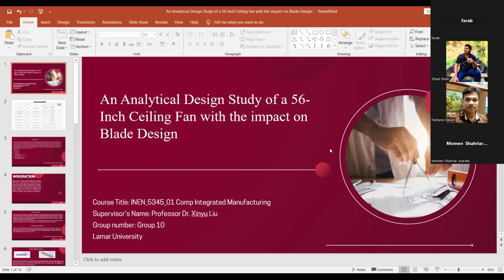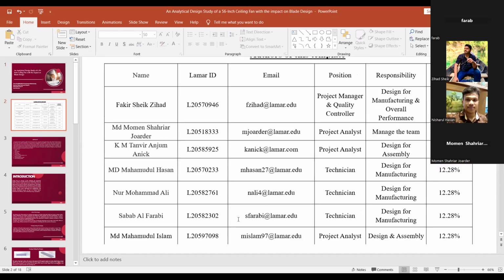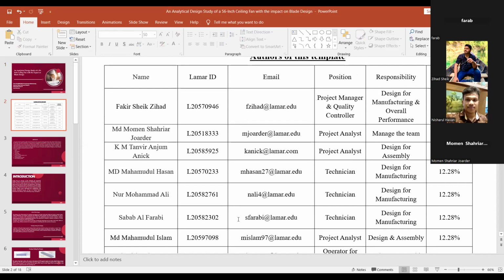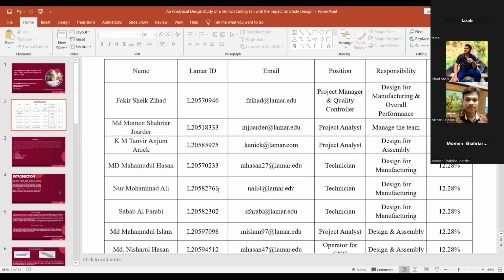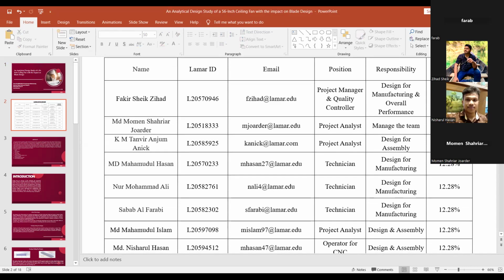Our topic is an analytical design study of a 56-inch ceiling fan with the impact of blade designs. We are from Group 10. We are actually an 8-person team, led by Fakir, Sheik, Zihad, Momen, Shahriar, and Joarder. My contribution to this project is as a technician and design for manufacturing.